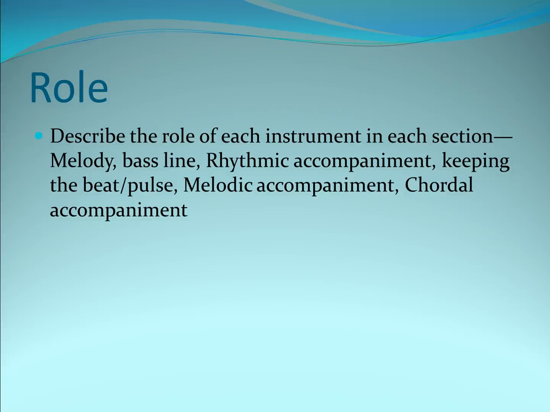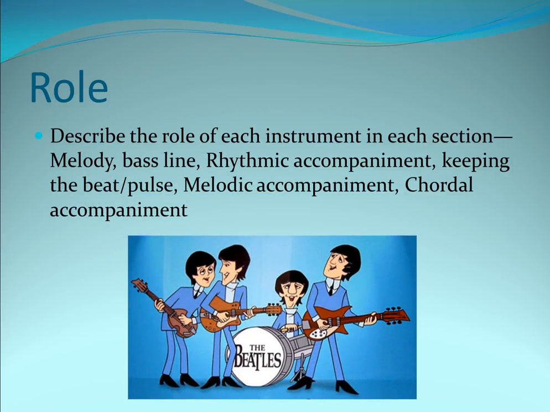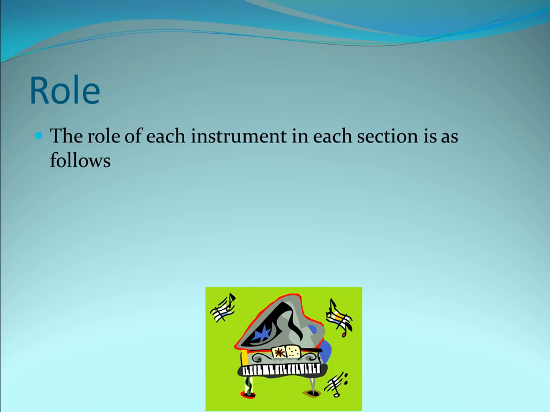Describe the role of each instrument in each section: melody, bass line, rhythmic accompaniment, keeping the beat, pulse, melodic accompaniment, chordal accompaniment. And we had our example of the Beatles before. In this one, it's all centered around the piano. So the role of each instrument in each section is as follows. And so even though in the last section I said what each instrument was doing, I've broken it down into actual sections for this part.